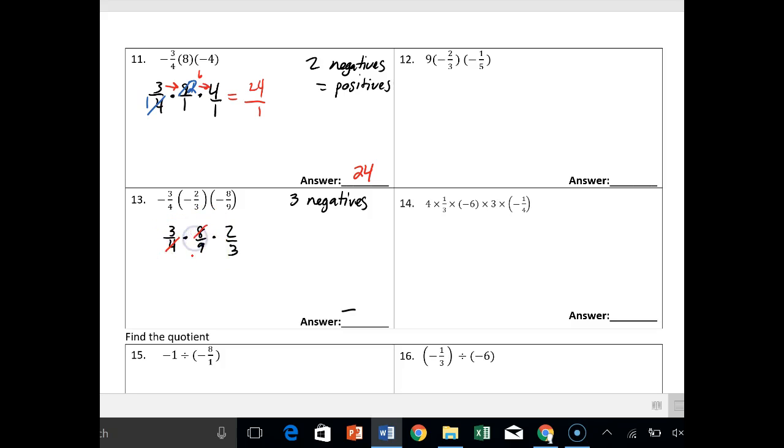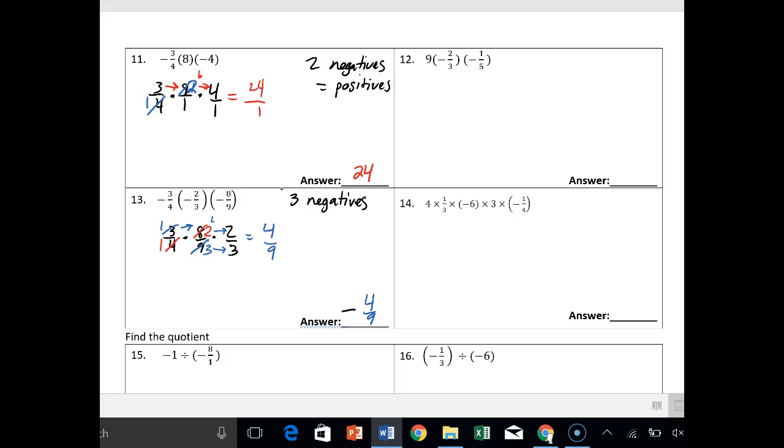4 and 8, as we know, can both be divided by 4. So 4 divided by 4 is 1. 8 divided by 4 is 2. 3 and 9 can both be divided by 3. So 3 divided by 3 is 1. 9 divided by 3 is 3. I'm just going to go ahead and multiply straight across. 1 times 2 is 2. And then 2 times 2 is 4. 1 times 3 is 3. And then 3 times 3 is 9. So negative 4/9 is your answer because we had 3 negatives.